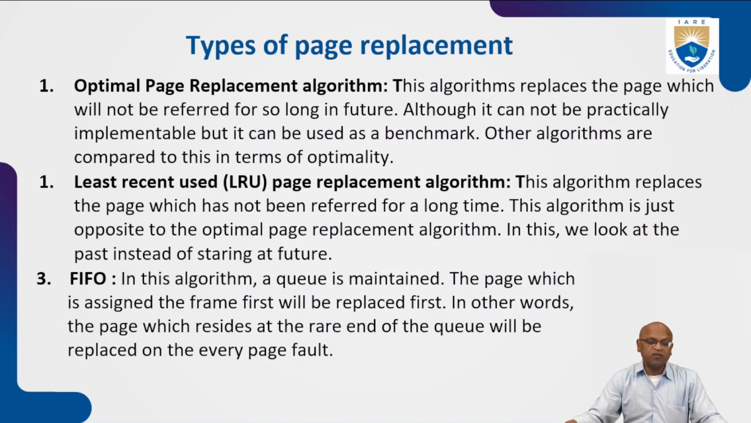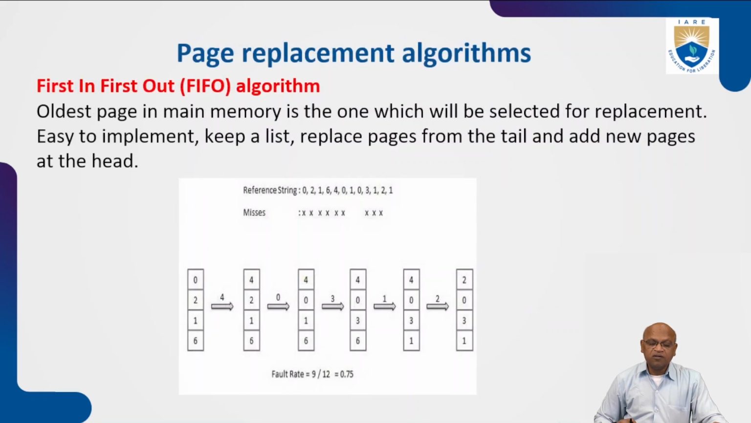So we will see FIFO. In this algorithm, a queue is maintained. The page which is assigned the frame first will be replaced first. In other words, the page which resides at the rear end of the queue will be replaced on every page fault. We will see examples of this. In the first in first out algorithm, the oldest page in the main memory is the one selected for replacement. It is easy to implement. Keep a list, replace pages from the tail and add new pages at the head.